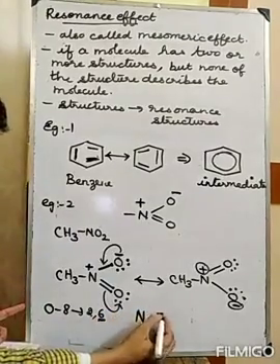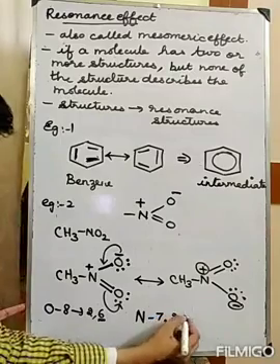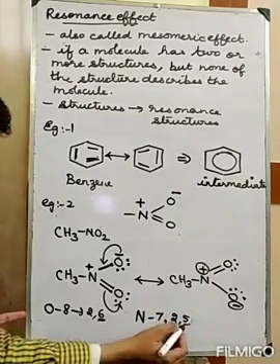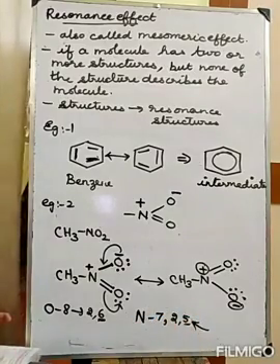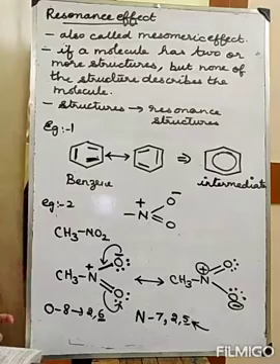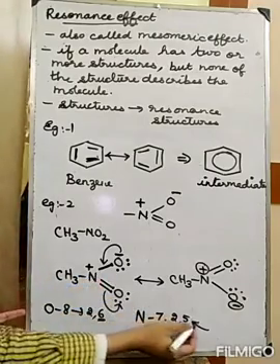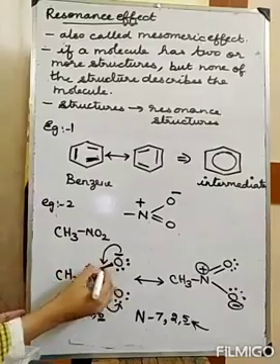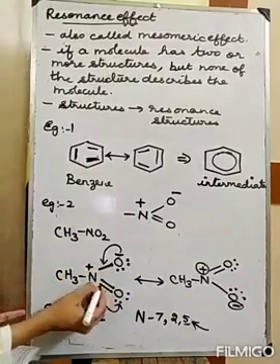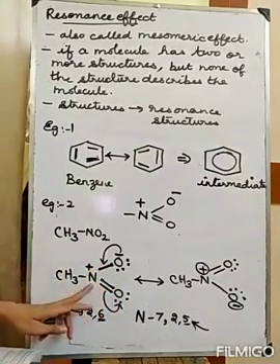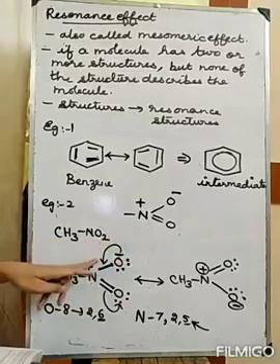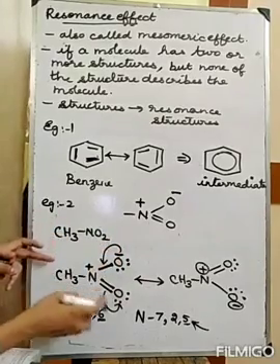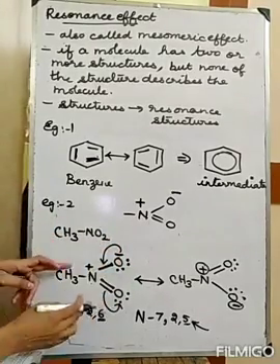Nitrogen's atomic number is 7. So 2, 5. So it needs only 3 electrons. So it will share only 3 electrons. Okay. So 3 electrons means nitrogen will form only 3 bonds. So this side 1 bond is already present. This side 2 bonds is already present for nitrogen. So if this bond comes here, what will happen? It will become 4 bonds. So this will become unstable.